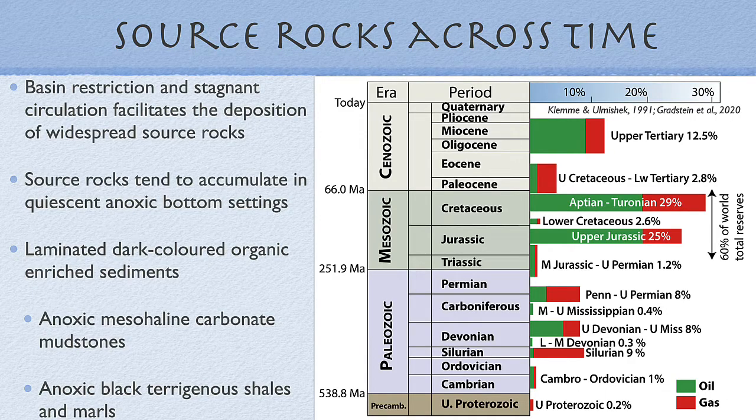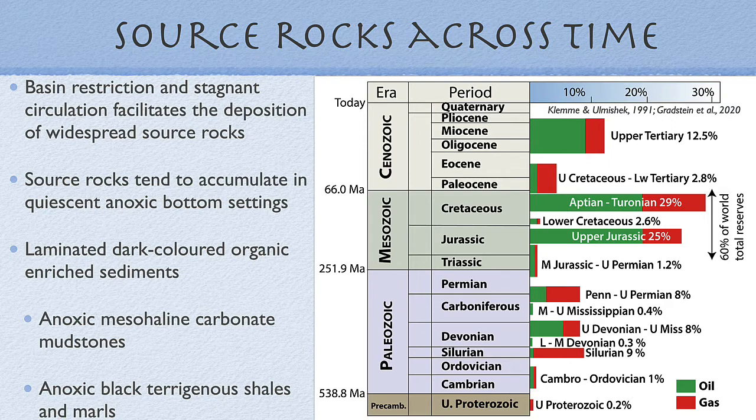And if we look at the distribution of source rocks over time, we can see that there's a common factor here, and that common factor is basin restriction, stagnant circulation or anoxia. Both of these factors contribute to the deposition of large areas of oil and gas prone source rocks. And this can be in both siliciclastic and in carbonate settings. The common factor in most of these systems across the Phanerozoic is quiescent anoxic bottom conditions. And because they are anoxic, there's little bioturbation, and so we tend to preserve laminated, relatively dark coloured, organic enriched sediments. And this is true of both what we're going to focus on, the anoxic mesohaline carbonate mudstones, and also the anoxic aluminosilicate black terrigenous shales and marls.